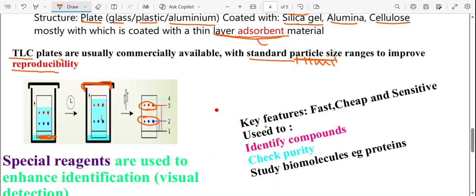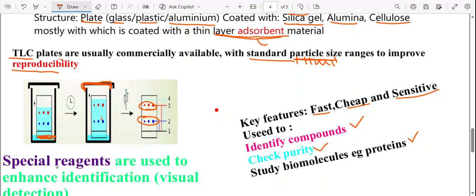So the key feature that you need to understand is that this is very fast, very cheap and very sensitive, and it is used to identify compounds, to check purity, and also to study biomolecules such as carbohydrates and proteins. So that is it for thin layer chromatography.